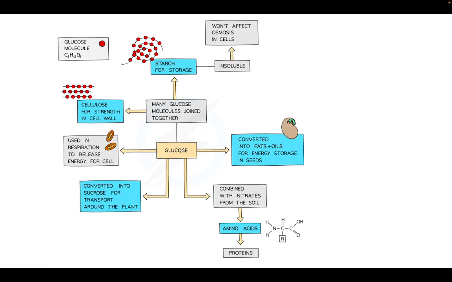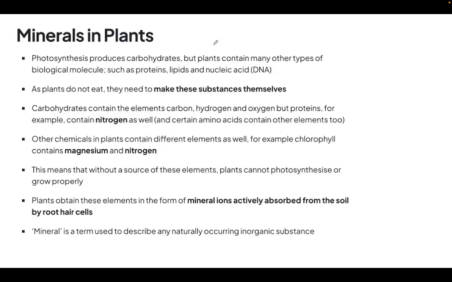The first one, you can see, can be converted into fats and oil. That's the lipids that we talked about. It can be converted into sucrose for transport around the plant. It can combine with nitrate. Nitrogen, remember, is what we are mostly interested in, and convert into amino acid. It can be converted into cellulose, which is a polysaccharide, and it can also be converted into starch, which is for storage, which is insoluble, like we said, so it won't affect osmosis in cells.